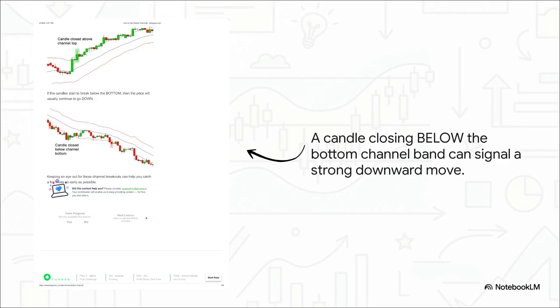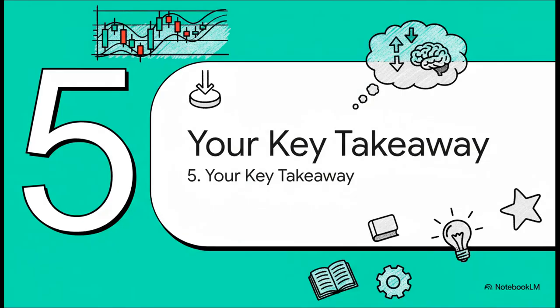It's the mirror image. A solid candle closing firmly below that lower band is your signal that the sellers have taken over completely. This could be the very start of a sharp drop, and the Keltner channel gives you that early warning. Whew, okay. We have covered a ton of ground. So let's just boil this all down to the most important stuff, the key things you can take away and start using, like, right now.